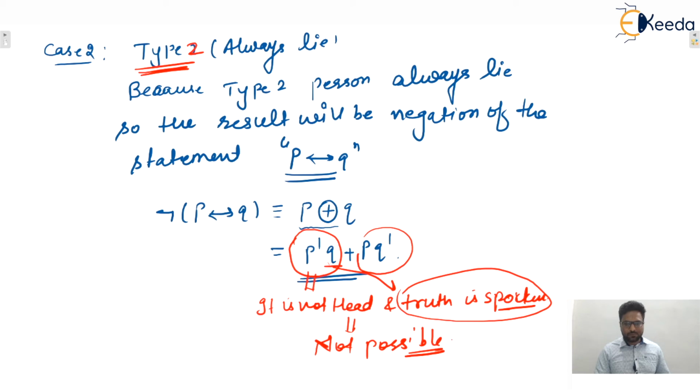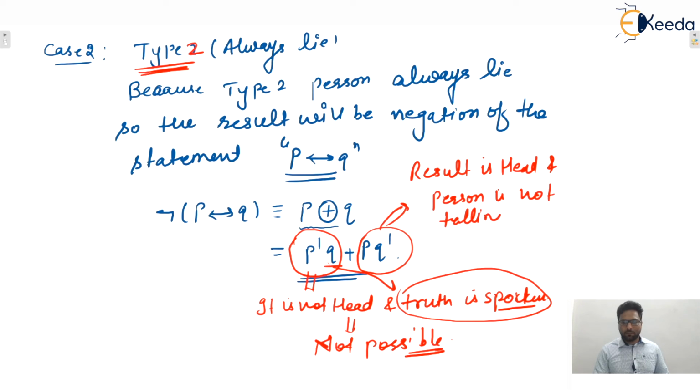So what about the other part? You tell me. This part says P means the result is head, and Q dash means the person is not telling the truth. That is the meaning of P Q dash.